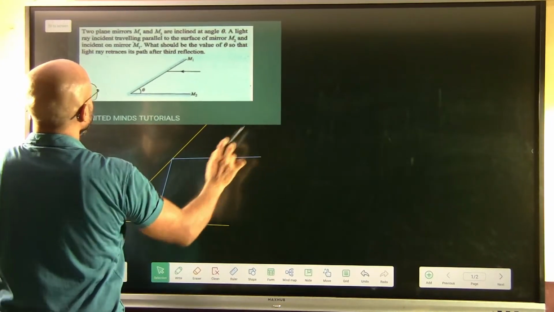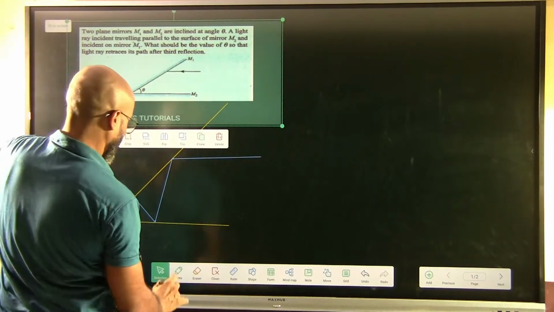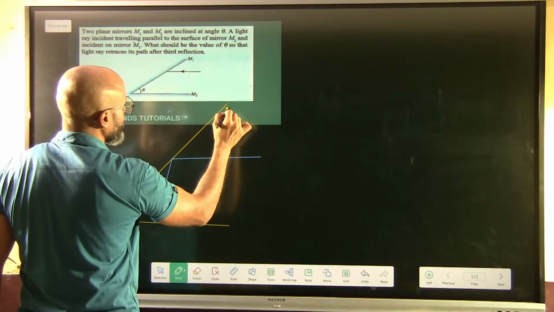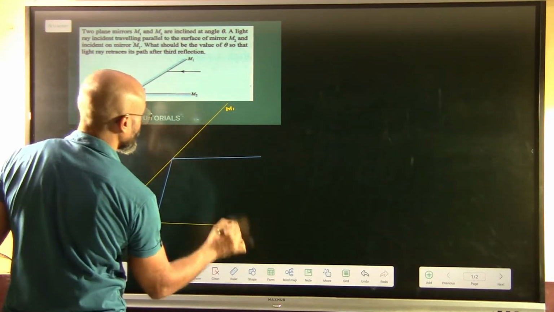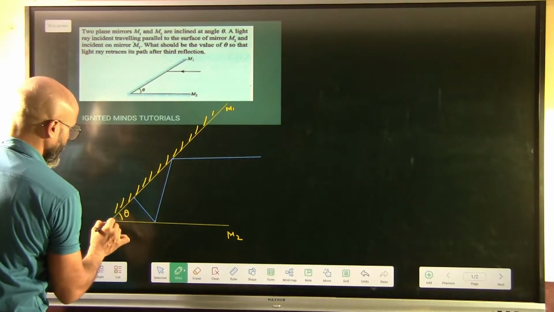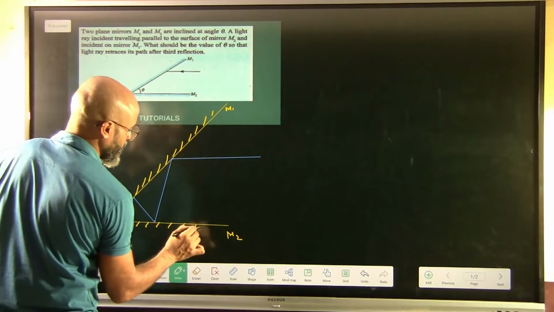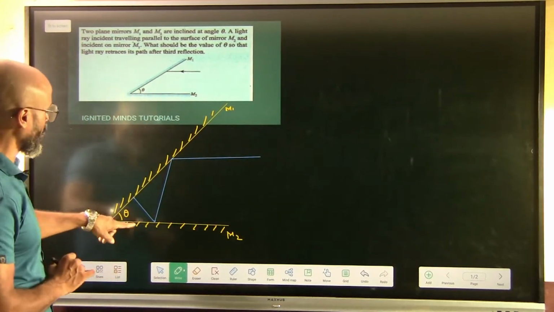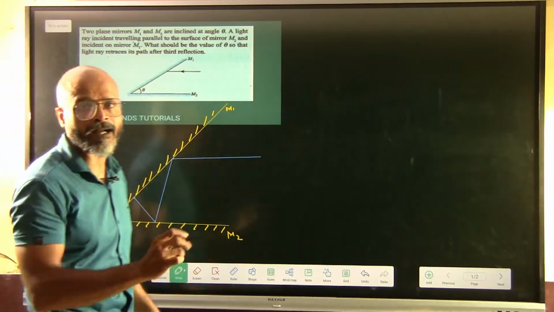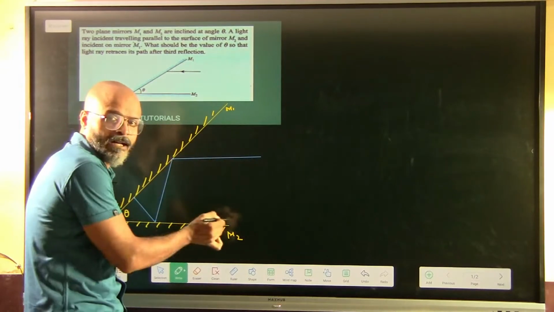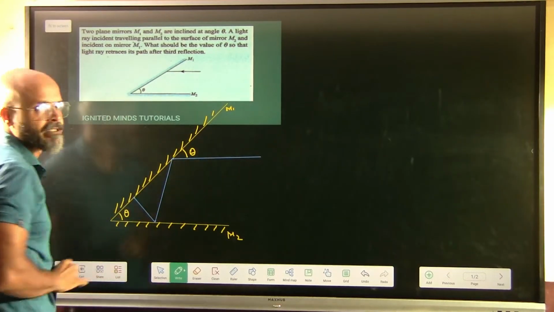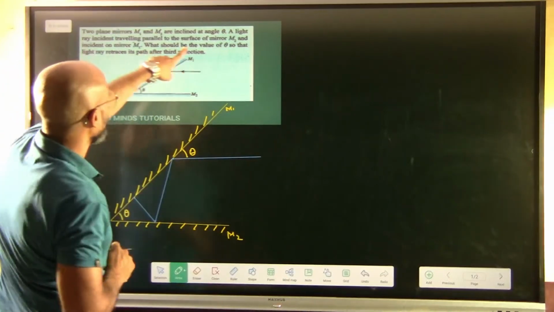In case you are not able to see it clearly, two plane mirrors M1 and M2 are inclined at an angle theta. This is the polished surface of mirror M1 and this is the polished surface of mirror M2. A ray of light is traveling parallel to M2 and striking M1. So what will be the angle here? This angle obviously will be theta.